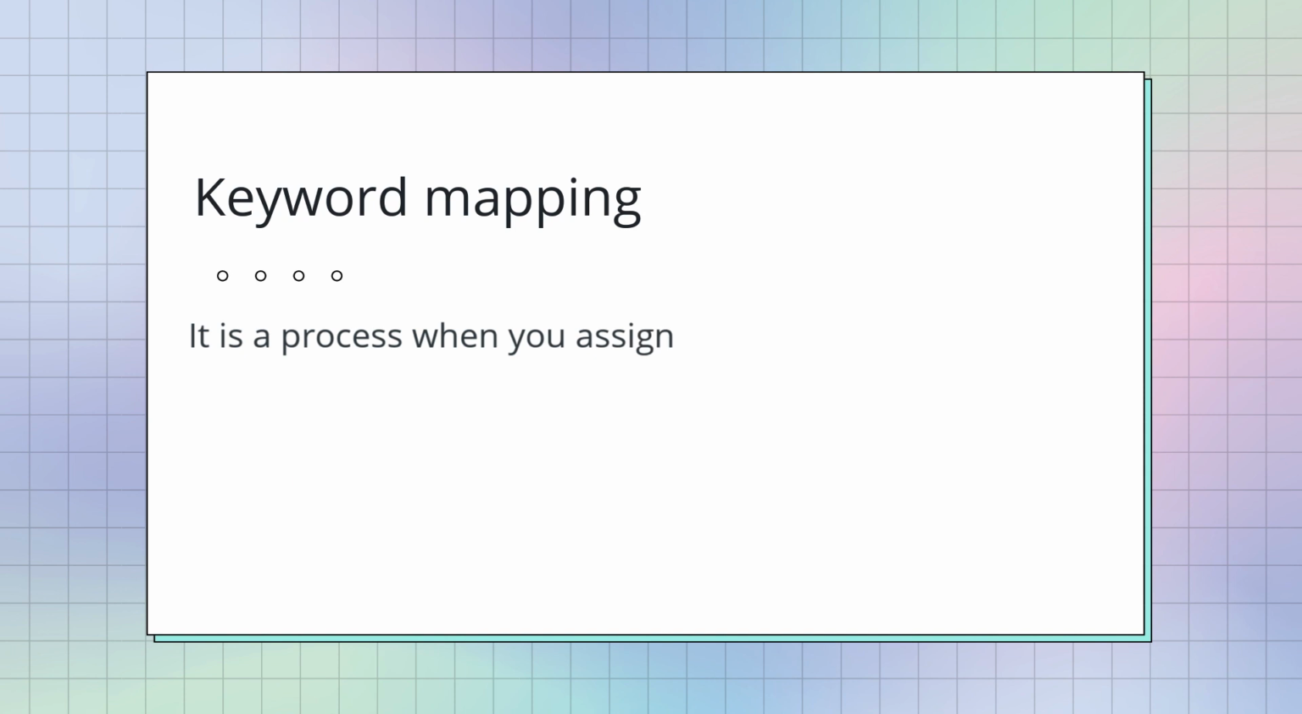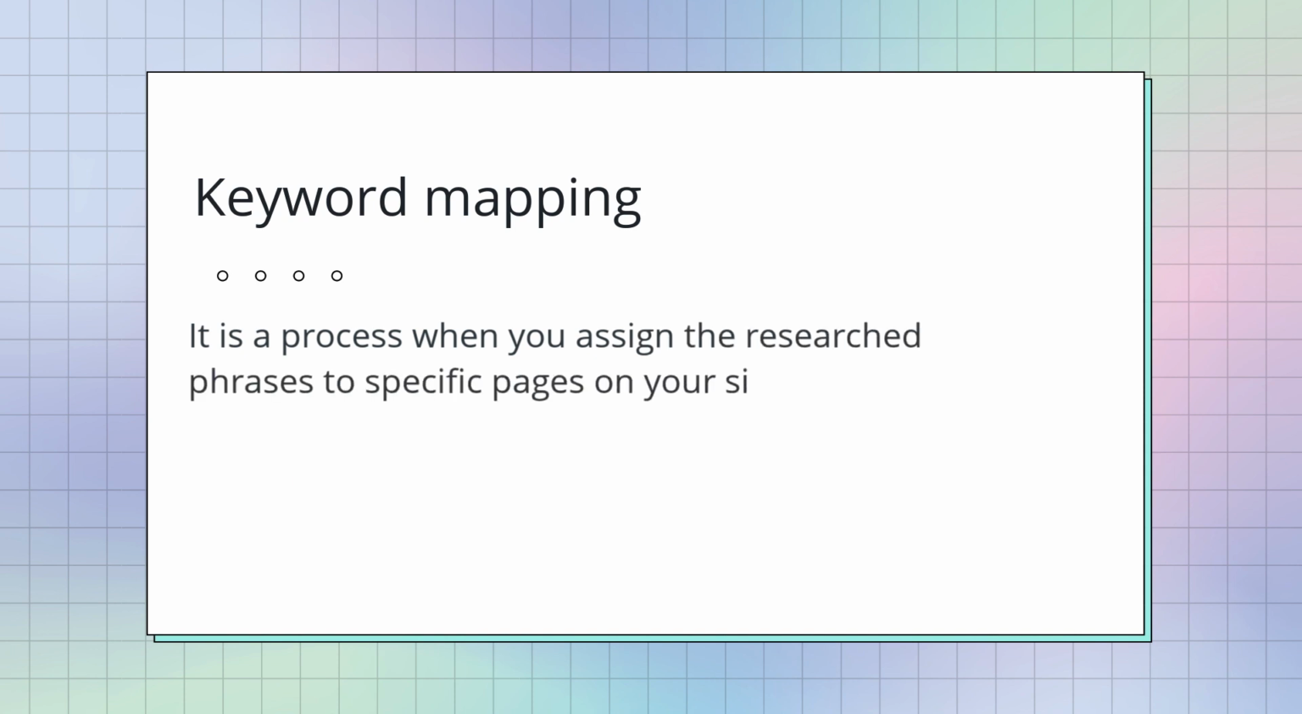Keyword mapping is the process where you assign research phrases to specific pages on your site. What's the use of a keyword map? Well, it prevents keyword cannibalization. To put it short, if several pages of your website are relevant to the same search queries, these pages will compete with each other in SERPs for rankings. As a result, Google will rank both of them lower. A keyword map helps you avoid keyword cannibalization and ensures that the keywords are used consistently, and all the pages rank for the right keywords.